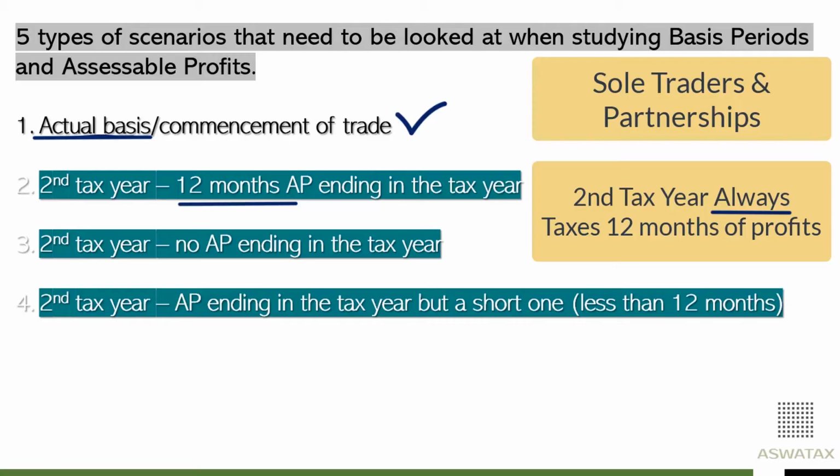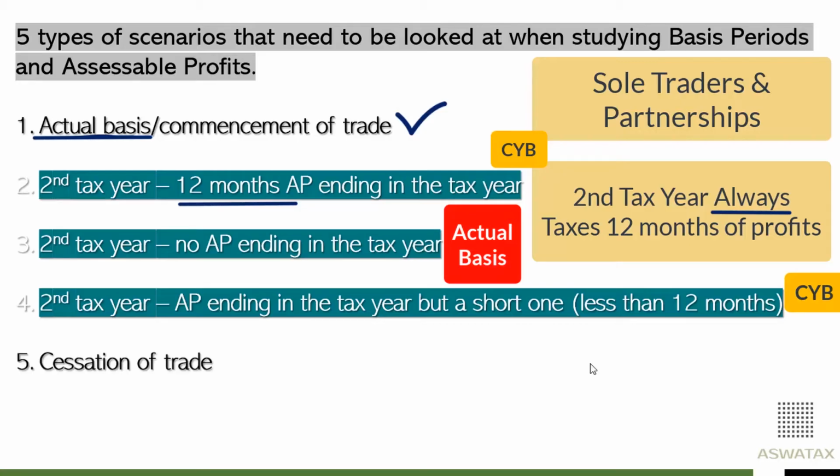If that is not the case, then there is an issue. If there is an accounting period ending, it would be the current year basis. If there is no accounting period ending in the second tax year, then we come back to actual basis. Okay, this is just an introduction. We'll go into this with fully demonstrated examples.